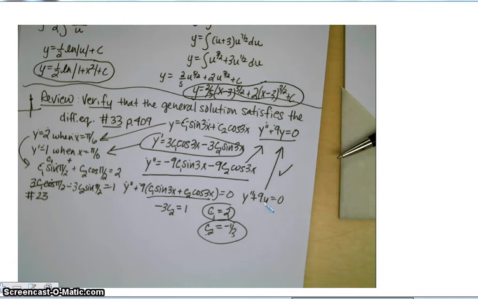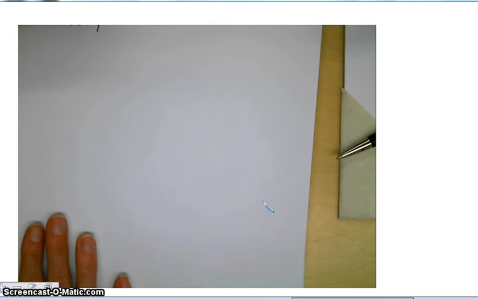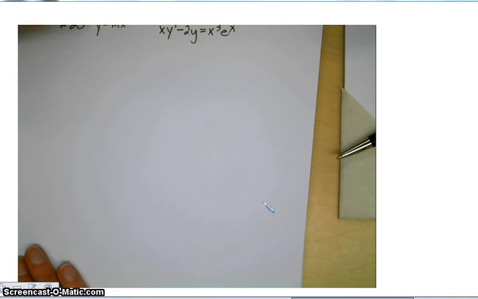Alright, so finally number 23 is just another problem where we're trying to determine if it's a solution to a differential equation. We're given y equals the natural log of x, and this is my solution, and my differential equation is xy prime minus 2y equals x cubed e to the x. And this time I want to see, is this a valid solution to this differential equation? It's a yes or no question.